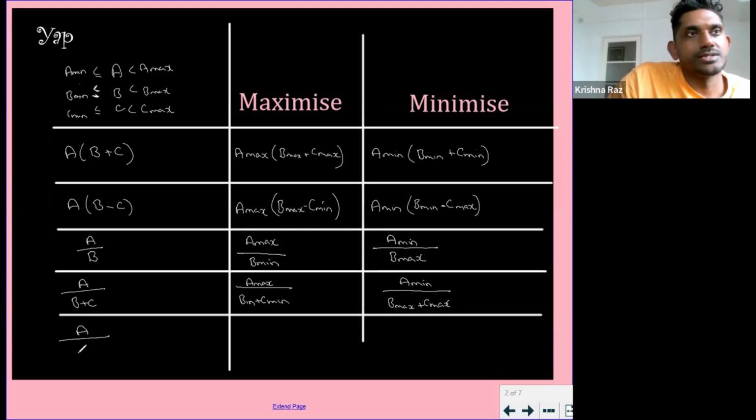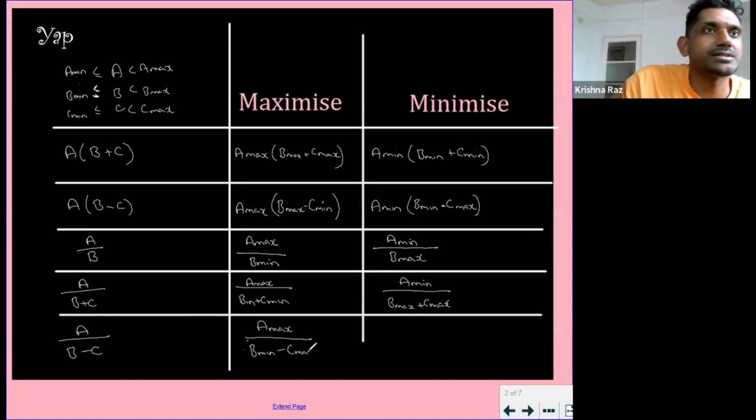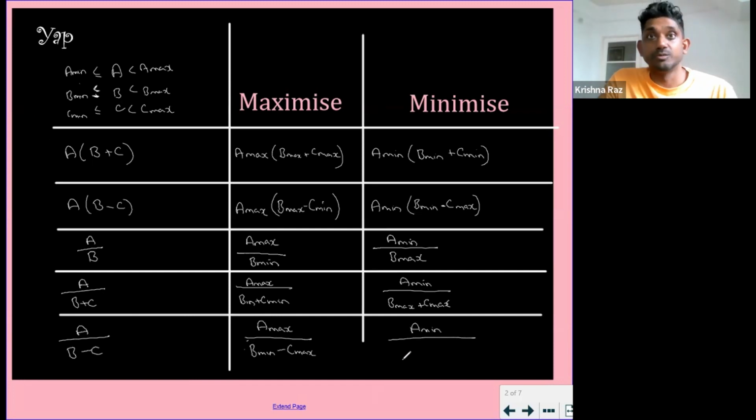And the last one I'm going to consider would be that. So again, to maximize that fraction, we need the biggest top divided by the smallest bottom. The smallest bottom would have the smallest amount, B min, take away the biggest amount, C max. And if we're trying to minimize that result, we'd need the smallest amount on top divided by the biggest possible value, which we get by taking the biggest B and taking away the smallest C. I hope that makes sense. Feel free to take some notes on that bit.